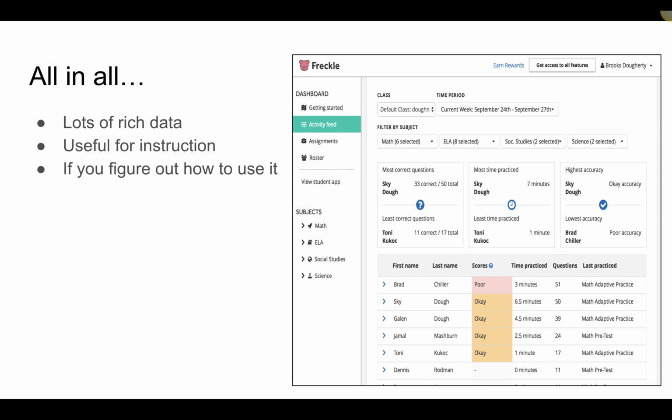So lots of good data. All in all, I think Freckle's a really effective tool because of all the data that you can get to plan your instruction going forward, but you have to figure out how to use it. And there's a lot of information going on. So you have to take the time to invest to figure out how to get the data that you're looking for. And you might have to pay for the school edition. If you take the time to do that, it can be a super powerful tool for your formative instruction, for your formative assessment.